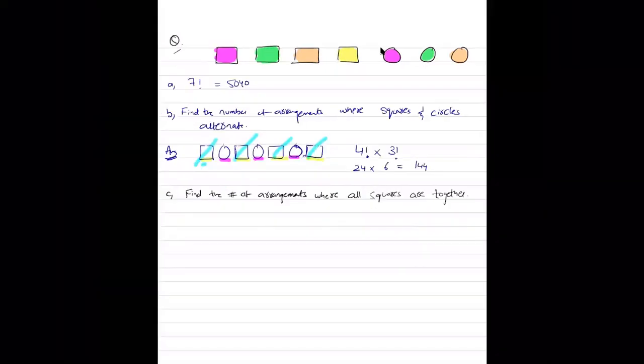So you are going to group them. If you want squares to be together, you're going to group them. One, two, three, four. Okay. There is no option of grouping circles.